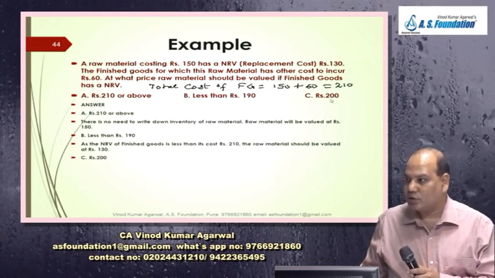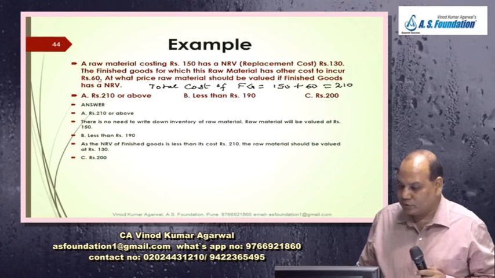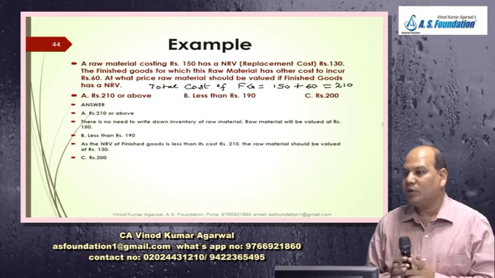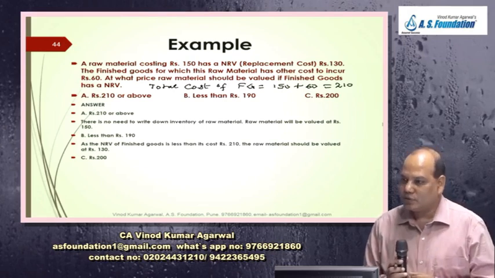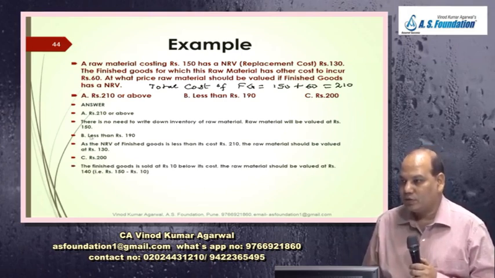But the trickier situation is this one, 200. Finished goods total cost is 210 and finished goods can be sold at 200 rupees. So what is the value of raw material in this case? How much is the loss in case of finished goods? 10 rupees. So what we will do, we will assume out of 200, 60 of this other cost will be recovered and 140 of raw material would be recovered by selling the finished goods. Is it right? So in that case the value of the raw material would be 140 rupees, not 130.